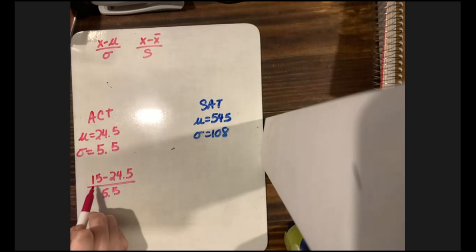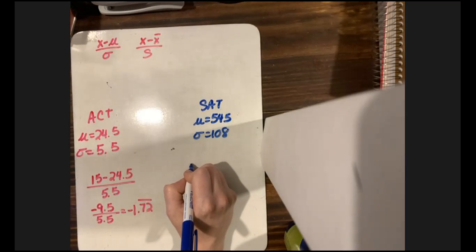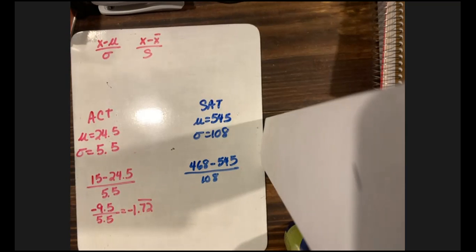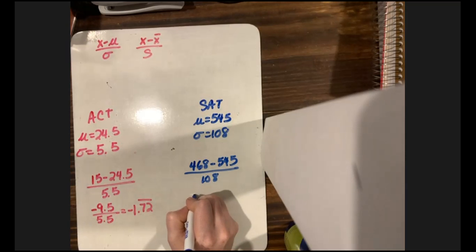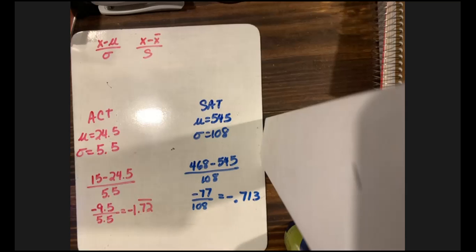So we're going to do 15 minus our mean over our standard deviation. And I get negative 1.727272 repeating. Now, for our SAT, they want us to do a score of 468. For this one, on both of these, they are below the mean, so we anticipate that we will have a negative number. So I get negative 0.713. So it asks, on average, which one did the student do better on?